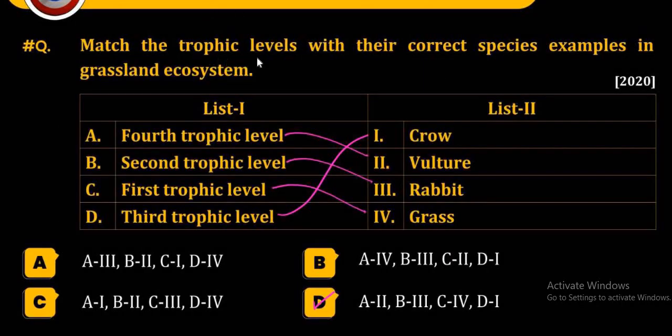Next question. Match the trophic level with their correct example in a grassland ecosystem, list 1 and list 2. A. Fourth trophic level, vulture. B. Second trophic level, rabbit. C. First trophic level, grass. D. Third trophic level, cow. So the correct option is D.